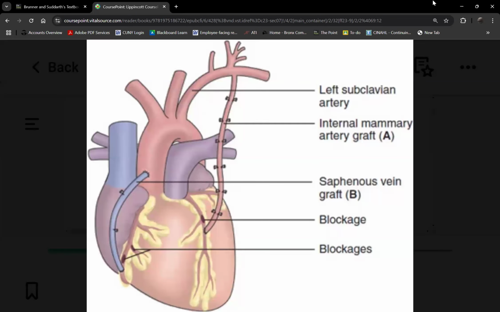Okay, so that's the mammary artery. So see, it's already connected to the aorta. So this is the mammary artery. But if it's a vein, then it will be sewed here. So you will attach the vein to the base of the aorta and then put it into wherever you need to put it. Okay, so that's vein, and then that's the mammary artery.